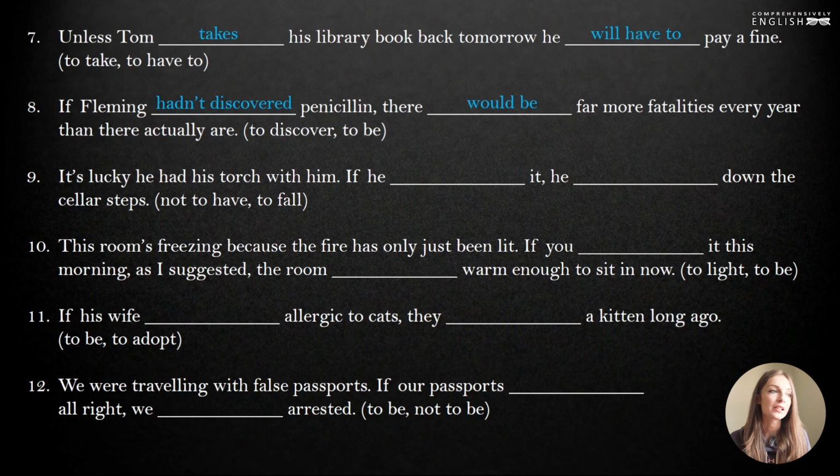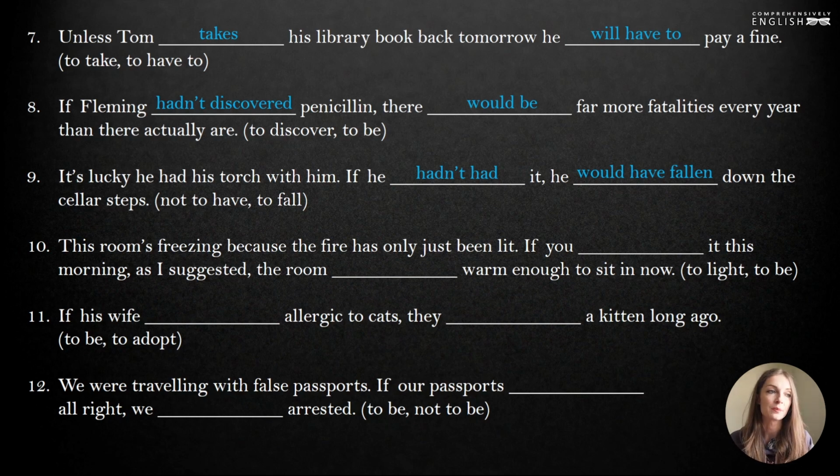Number 9. It's lucky he had his torch with him. If he hadn't had it, he would have fallen down the cellar steps. We are talking about a situation that we left behind, a situation from the past. It's the third conditional. So the past perfect is used in the conditional clause, and would plus the perfect infinitive is used in the main clause.